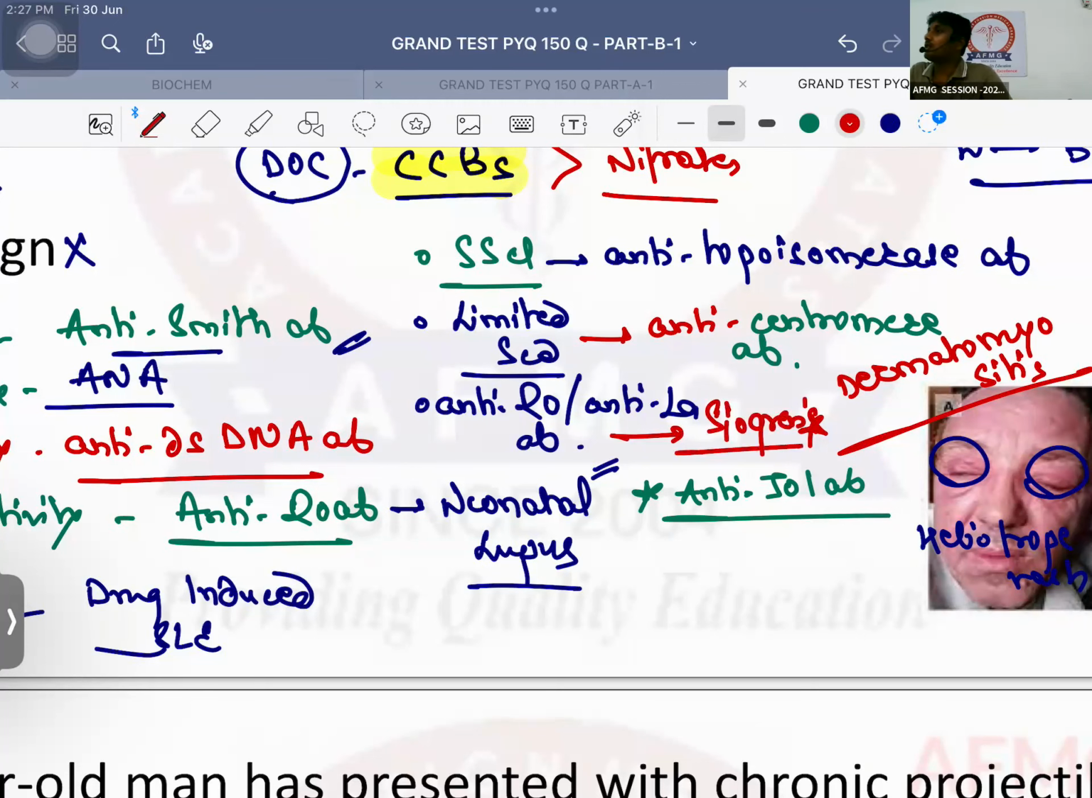Please remember, Sjogren's syndrome is also known as keratoconjunctivitis sicca. Sicca means dry. So the characteristic features would be dry eye and dry mouth. Okay, no issues with this.